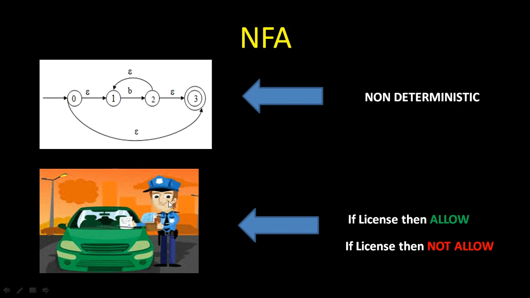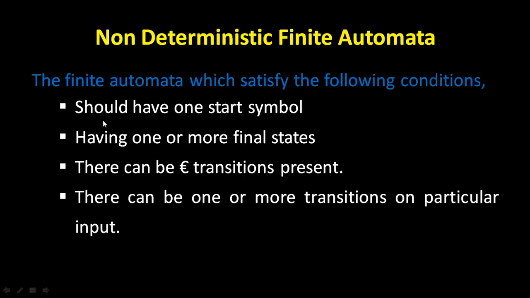In a practical example, the rule is if the driver has a license, then you can allow. In the same way, if a driver has a license, you cannot allow. So these two rules are confusing for the policeman. He may allow some vehicles or he may not allow some vehicles because the rules are not clear. Such a condition is called non-deterministic. The rules for non-deterministic are: there should be one start state and one or more final states, there should be an epsilon transition, and more than one possible transition for a particular input.